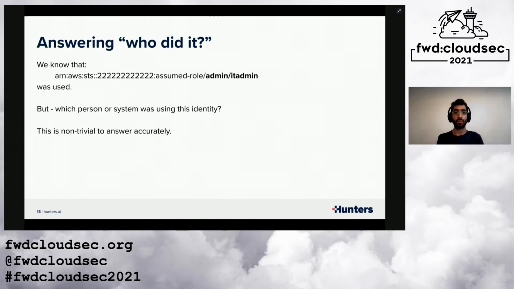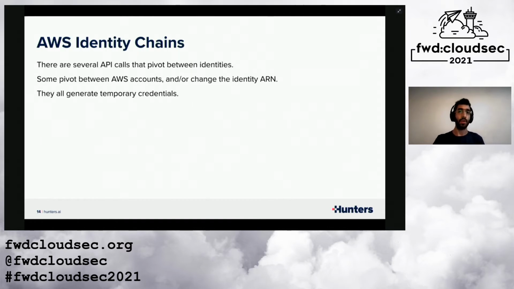We know that this assumed role, admin, IT admin, was used, but we don't know who was actually using this identity, and finding this out is not really trivial to do. So we need to touch a bit on identity chains to be able to answer this better. What are identity chains? There are many different API calls in Amazon that actually pivot between identities. Some of them also pivot between different accounts, and some of them also change the actual ARN belonging to the identity. What they all do is they all generate a new set of temporary credentials.